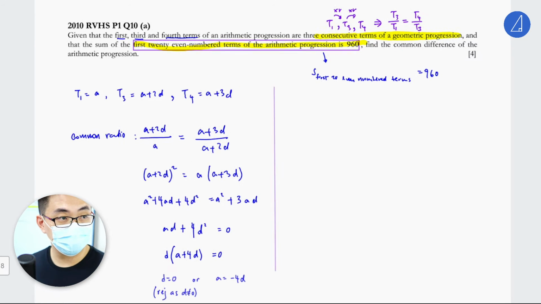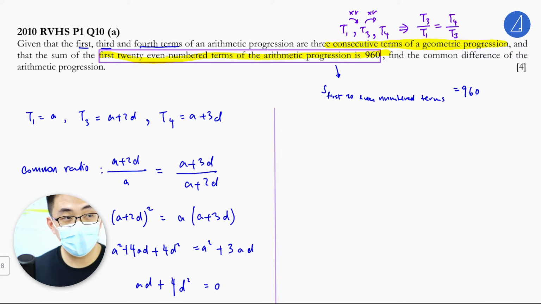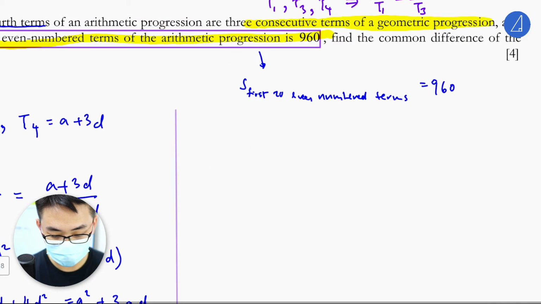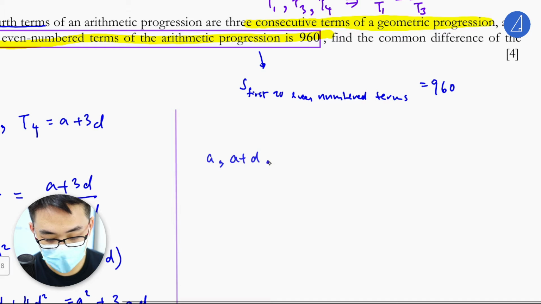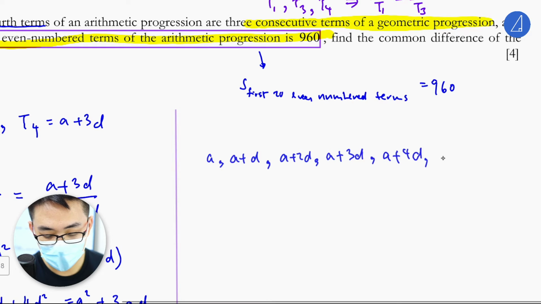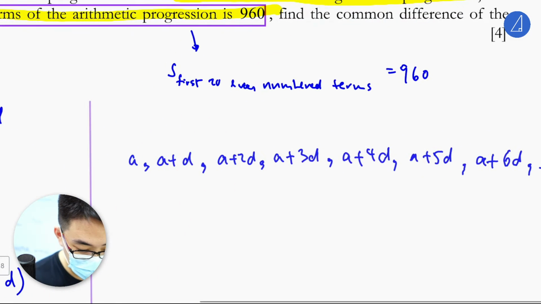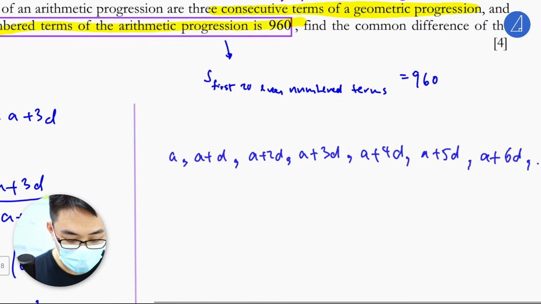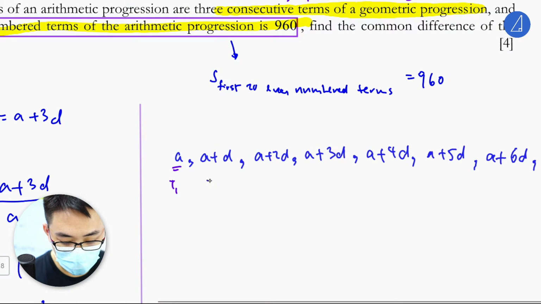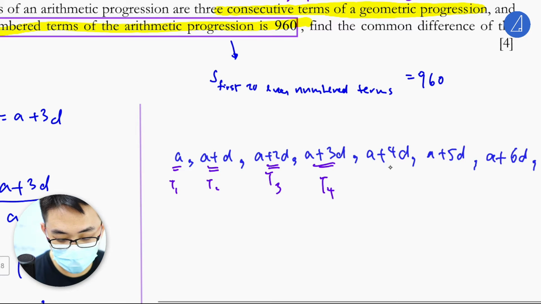Okay, now, the first 20 even numbered terms. Let's say the first term is A, second term is A plus D, third term is A plus 2D, the fourth term is A plus 3D, fifth term is A plus 4D, A plus 5D. I'm doing this so you can follow me. Now, this is the first term, second term, third term, fourth term. So this one, I'll assume that you already know.